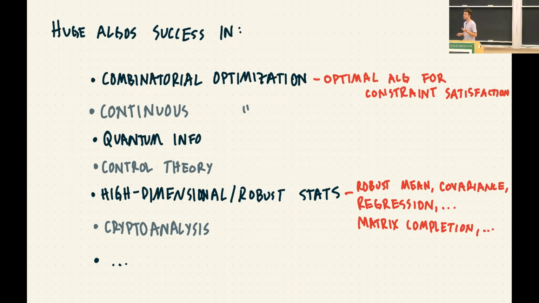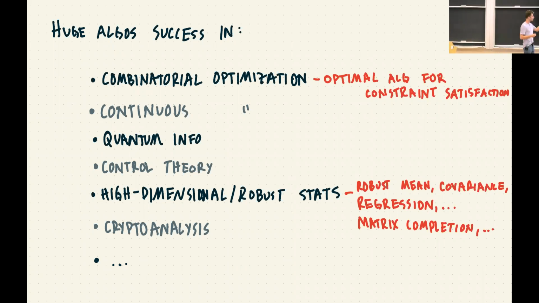So just to give you some idea of applications that have been pretty cool, within combinatorial optimization, we know, subject to some conjecture called the Unique Games Conjecture, which is one of the most important conjectures in computational complexity, that sum of squares provides the optimal polynomial time approximation algorithms for constraint satisfaction problems. If you want to know what that means, find me afterwards.